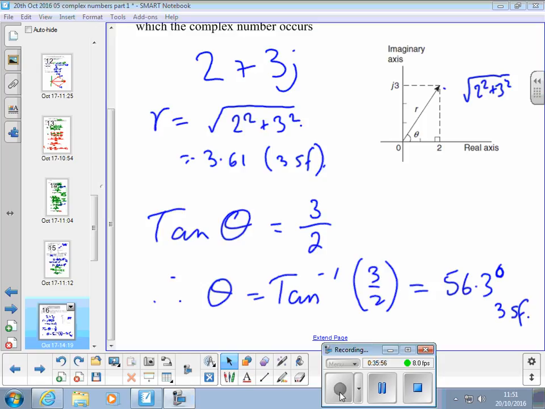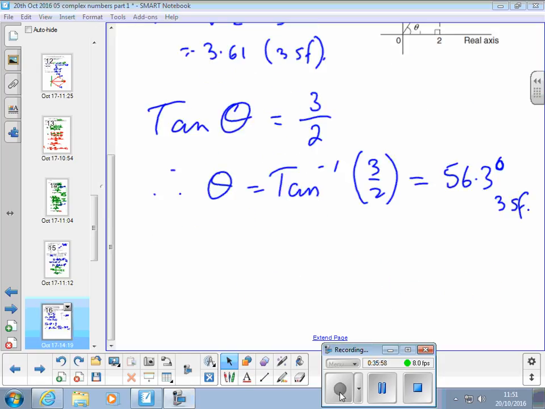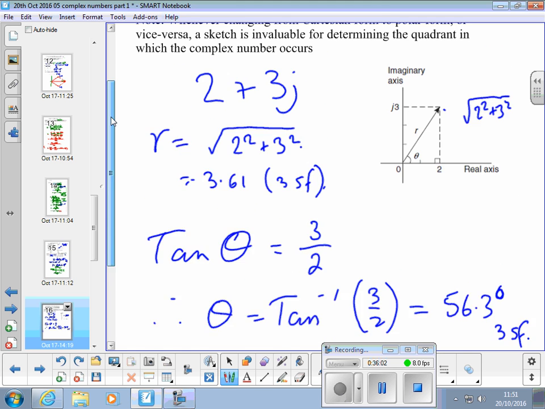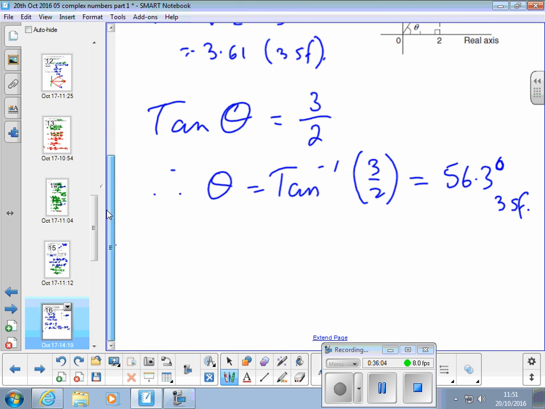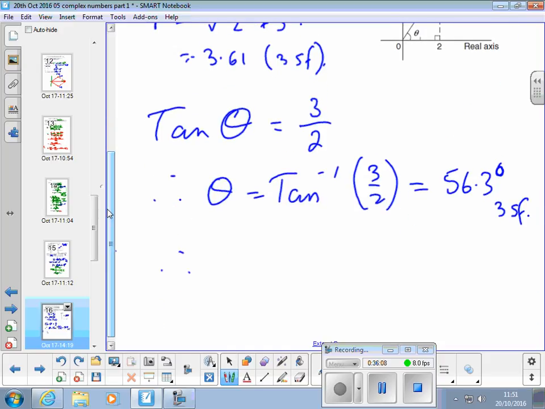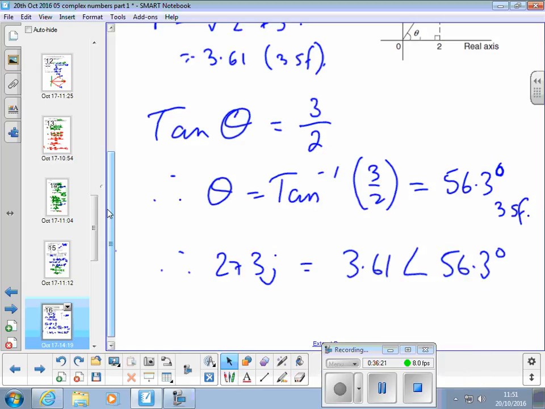So the full answer to this in polar form: 2 plus 3j is equal to 3.61 angle 56.3 degrees.